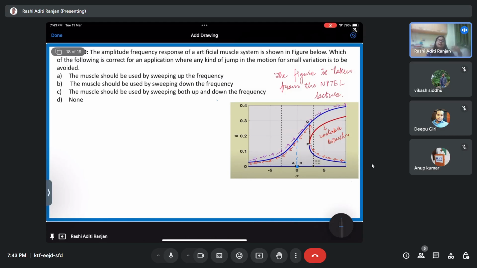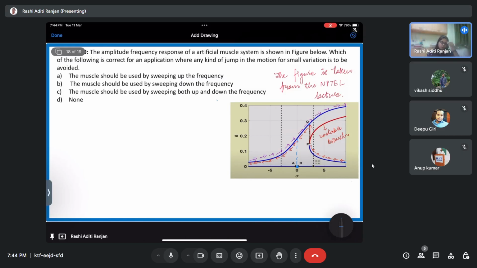Now, if as an engineer I am supposed to make an artificial muscle and give it a frequency input in such a way that there should be no jump, then I will always select that the frequency sweep should be positive. I should never go into the negative, like the backward frequency sweep. Even if I am going to the backward frequency sweep, I would try to stop my system before P, because as soon as it reaches point P, even a very small variation is going to create the jump and can even cause catastrophic failure of my system, which I'm going to avoid at any cost.